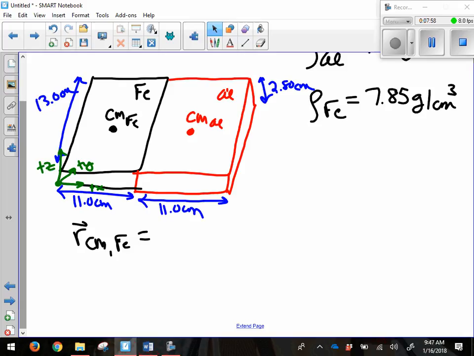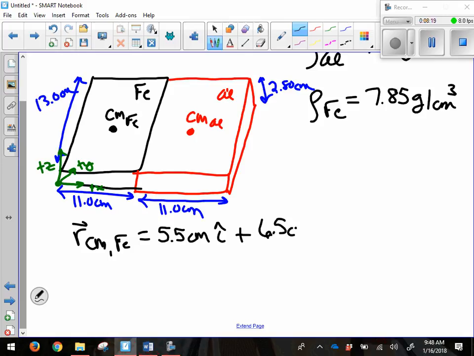Yeah, it'll be 11 over 2, or 5.5 centimeters i. How about for the y direction? Because again, it's going to be half of this distance. And then 1.40 centimeters for k, because again, it's going to now be half of this distance. Okay.